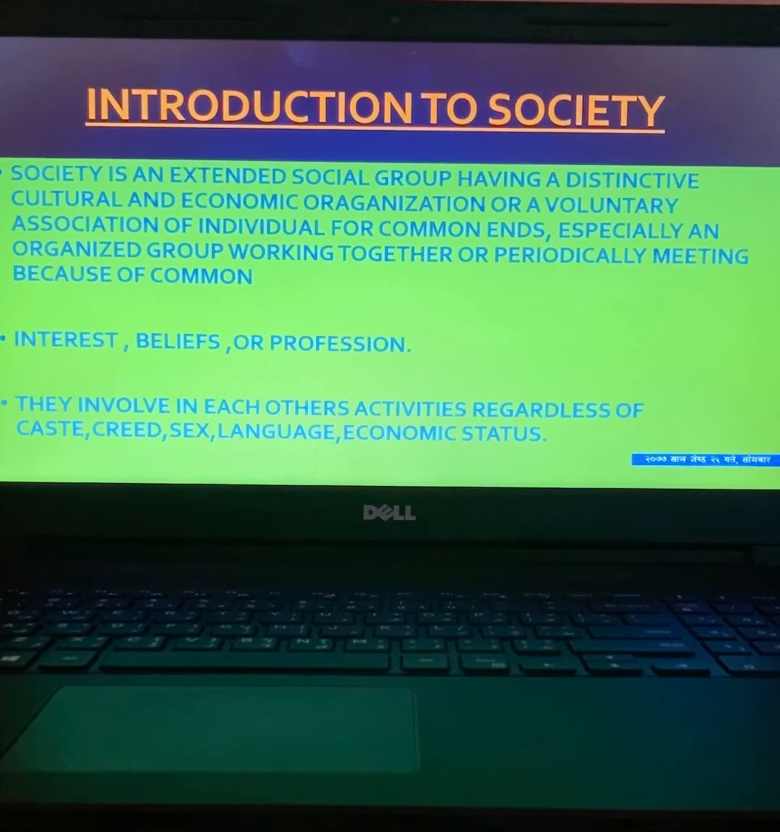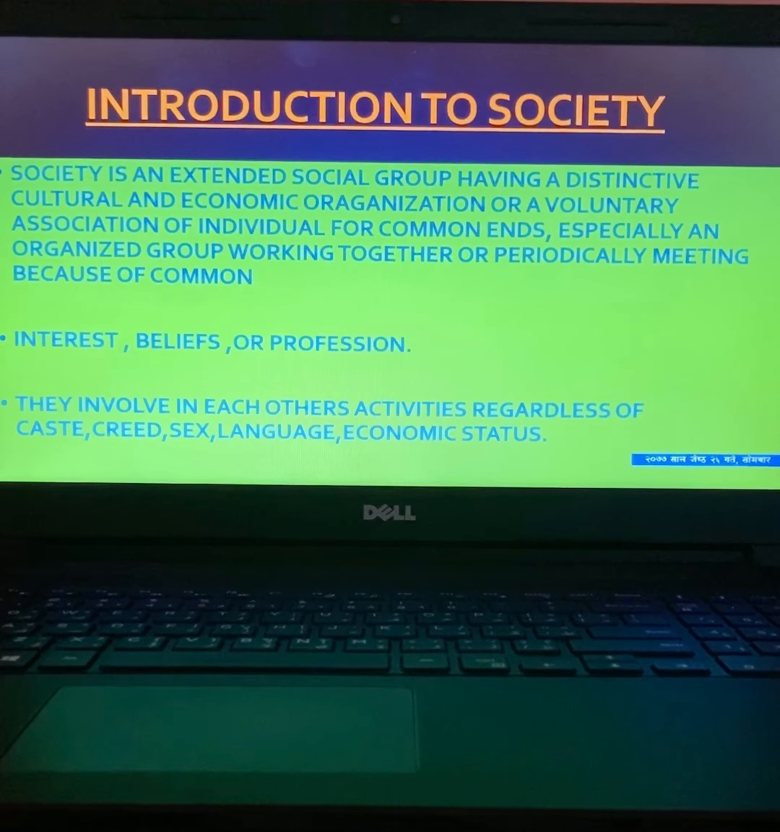They involve in each other's activities regardless of caste, creed, sex, language and economic status, which is very simple. Regardless of caste, creed meaning religion, whether you are a Hindu, Buddhist, Christian, Jain, Sikh, whichever religion you are, whether you are a male or female, or whether you speak Tibetan, American, Hispanic, Spanish, and economic status, rich, poor, middle class, we involve in each other's activities.